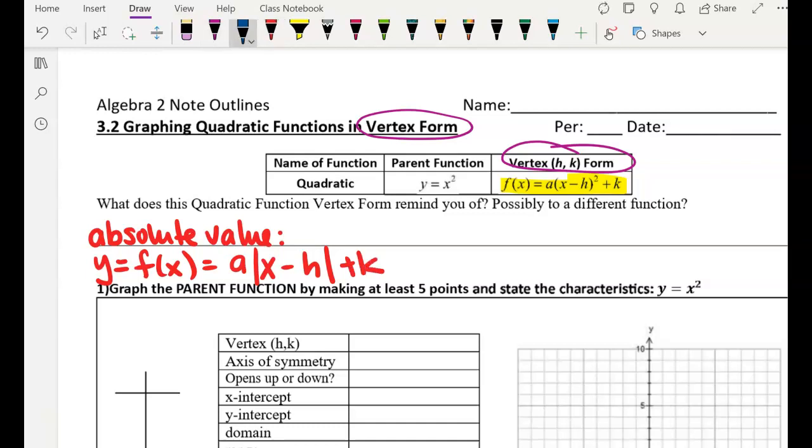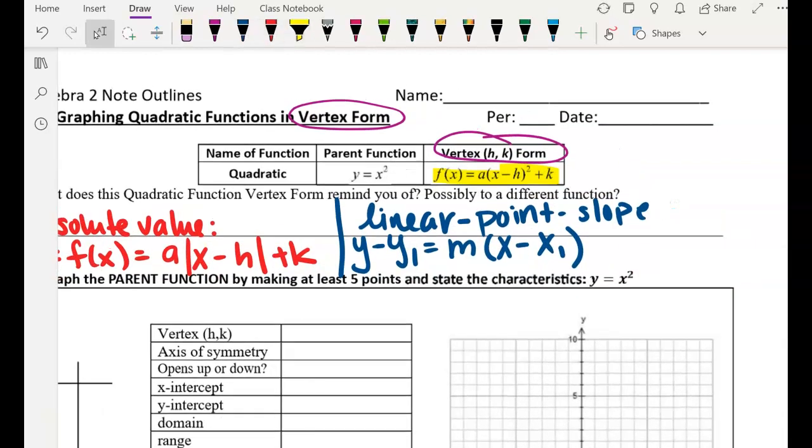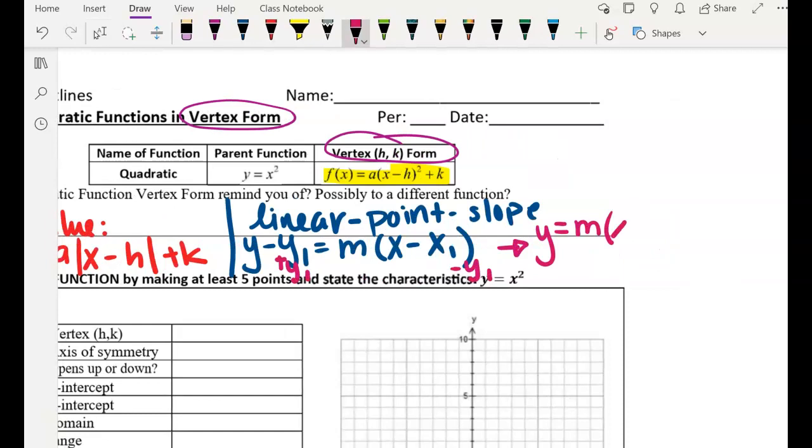Now, I do also want to bring you back to another form. This is a linear form, and this linear form was in the point slope, okay? So linear point slope. Now, if you remember, it was y minus y1 equals the slope times x minus x1. Now, one would say, well, how is that the same as my HK form? Well, if we were to add y1 to both sides, this is going to look more like y equals the slope times x minus x1 and then plus the y1 at the end.